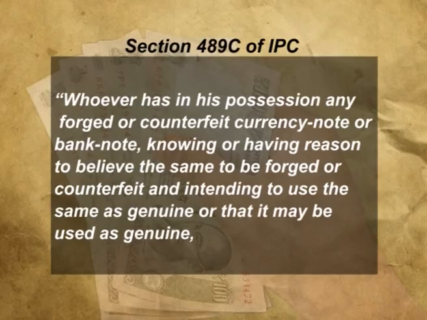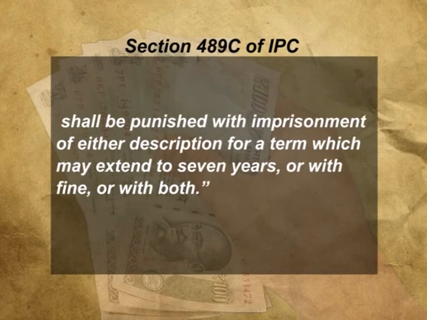Section 489C of IPC. Possession of forged or counterfeit currency notes or banknotes. Whoever has in his possession any forged or counterfeit currency note or banknote, knowing or having reason to believe the same to be forged or counterfeit and intending to use the same as genuine or that it may be used as genuine, shall be punished with imprisonment of either description for a term which may extend to 7 years, or with fine, or with both.